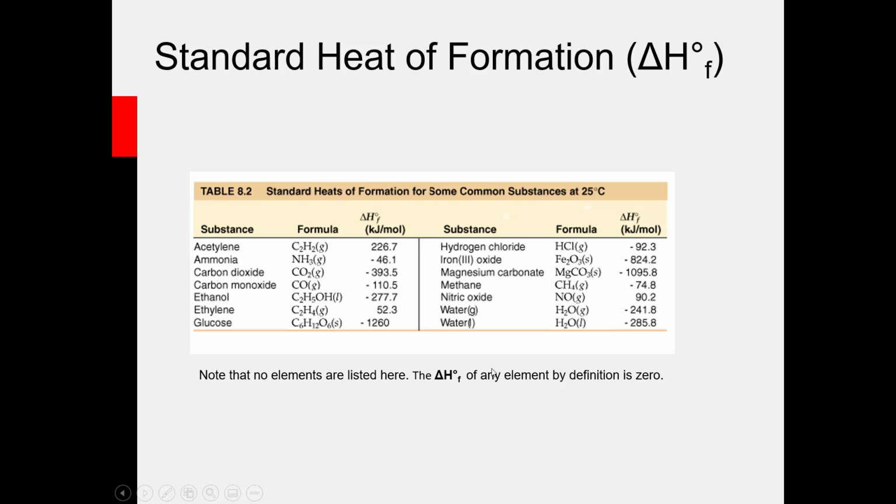And if you go to a table, for instance, your table in Chapter 9 or Appendix G in your OpenStax textbook, you can find enthalpies of formation for a variety of compounds, both molecular and ionic compounds that are likely to participate in chemical reactions.